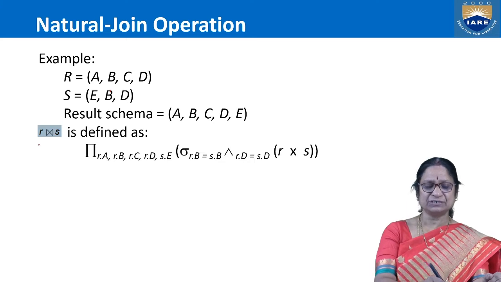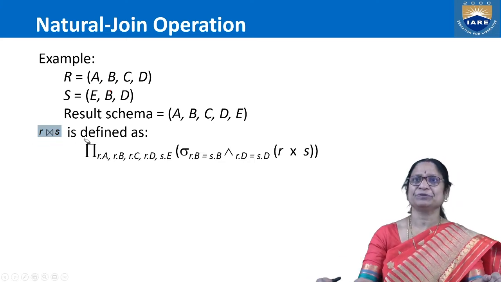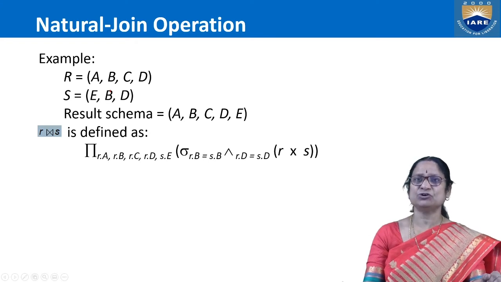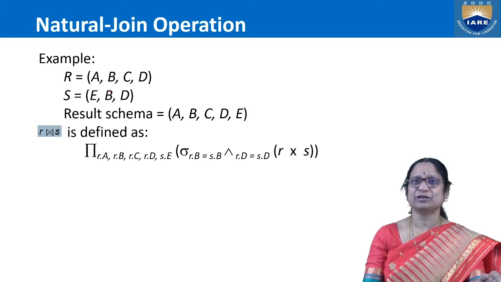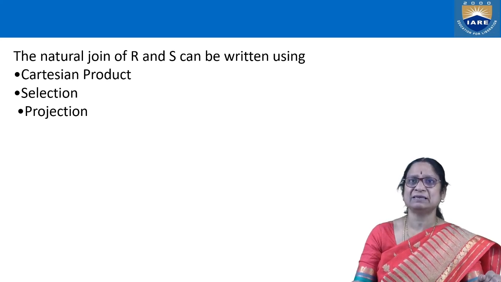If you are just using the word join, it is equivalent to natural join only. No need to worry about that. Natural join, we will term it as a join only. So the natural join of relations R and S can be written based upon the basic operators: Cartesian product, selection, projection, pi, sigma.